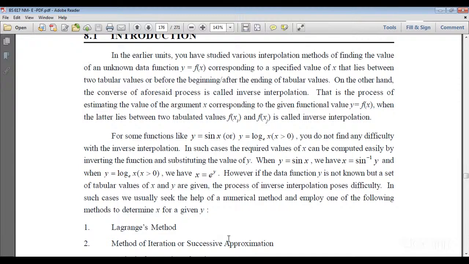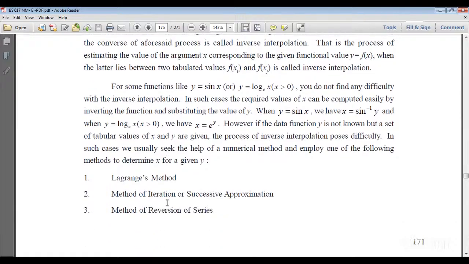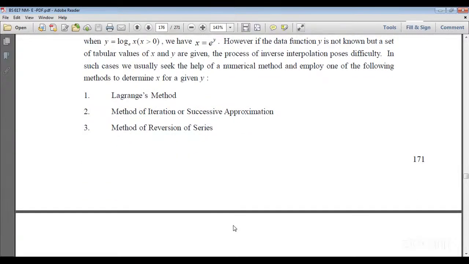However, if the data function y is not known, and only a set of tabular values of x and y are given, the process of inverse interpolation has difficulty. In such cases, we usually seek the help of numerical methods, and one of the following methods: Lagrange's method, the method of iteration or successive approximation, and the method of reversion of series.